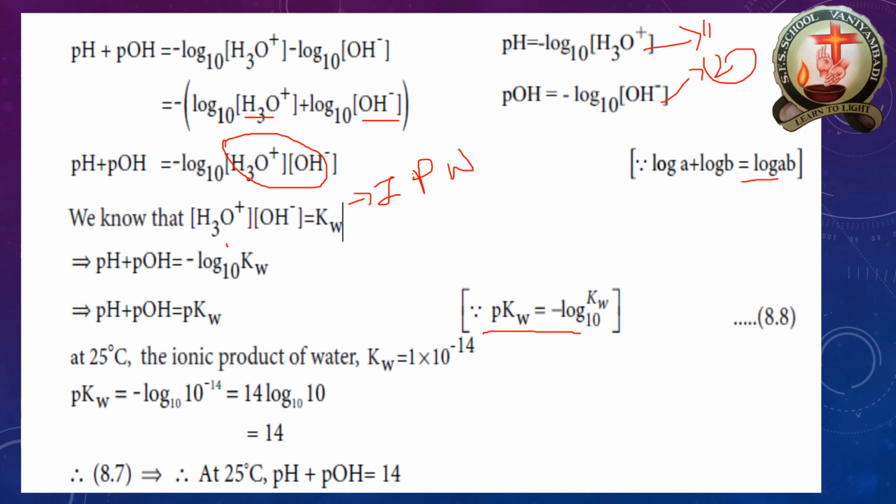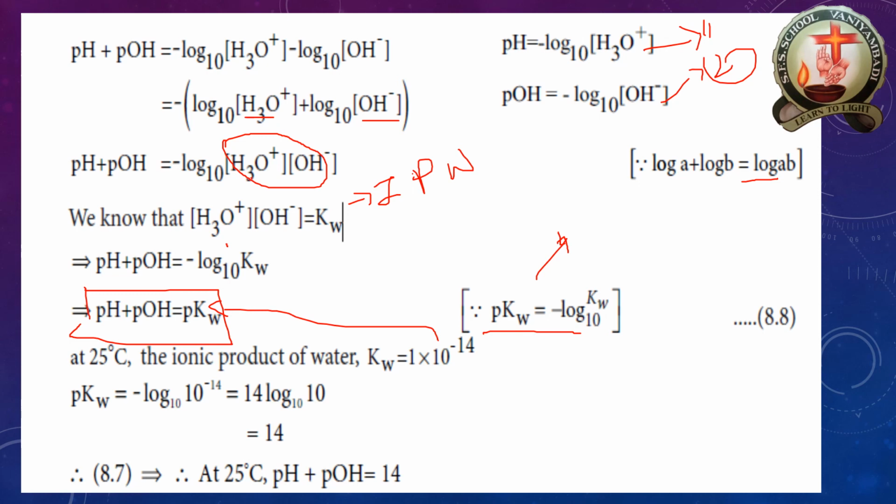pKw is equal to minus log of Kw to base 10. This is already summarized. This is a big derivation, don't worry about that one. You can summarize it as minus log base 10 of Kw is equal to pKw. This depends upon the temperature condition. We can use this equation with a simple substitution here, and we can get this answer.